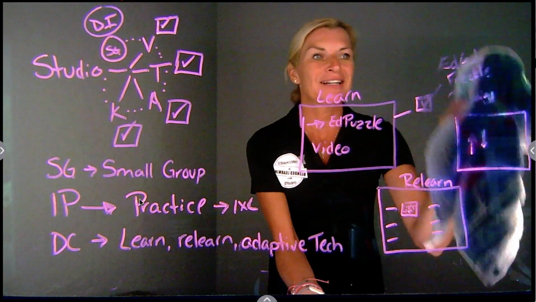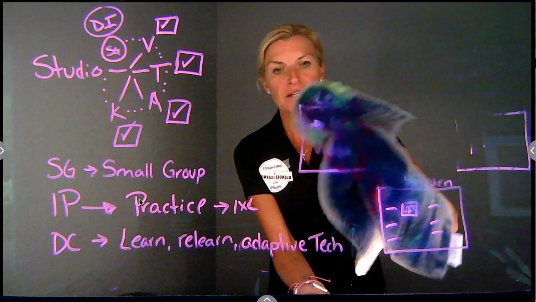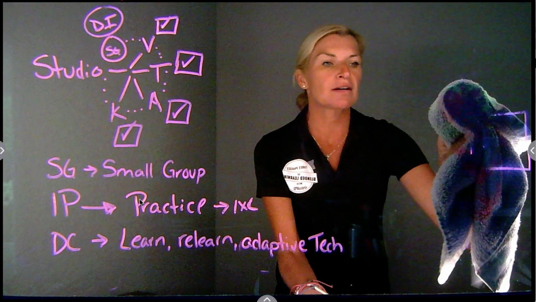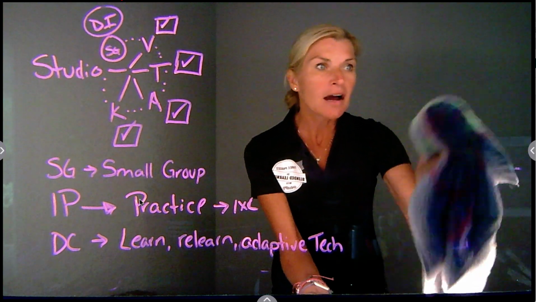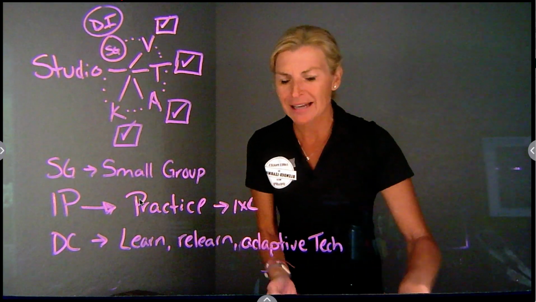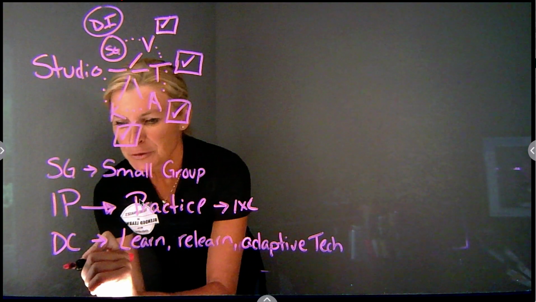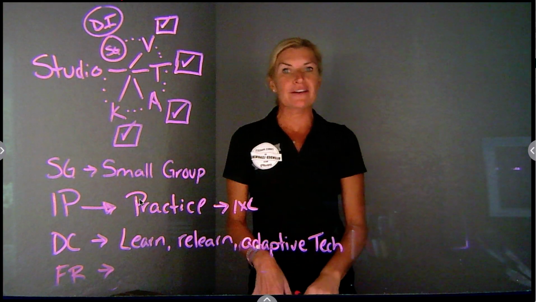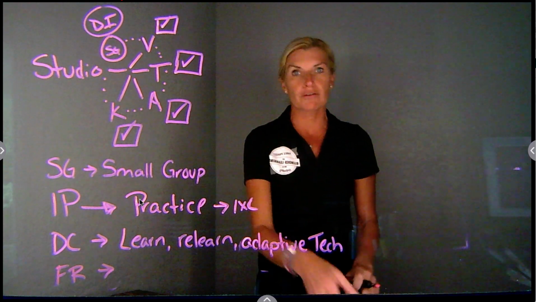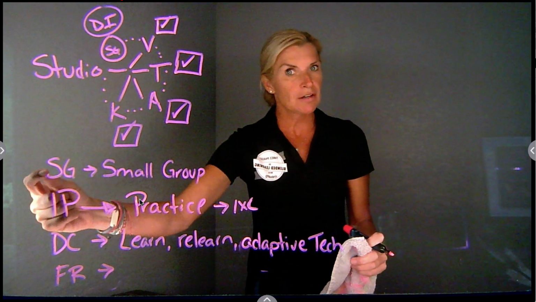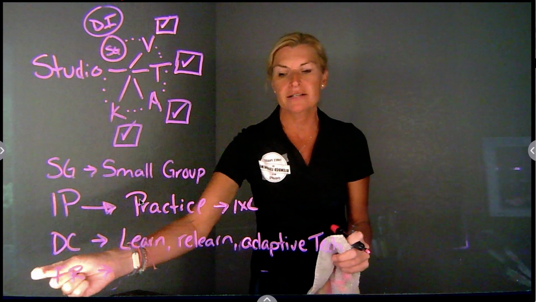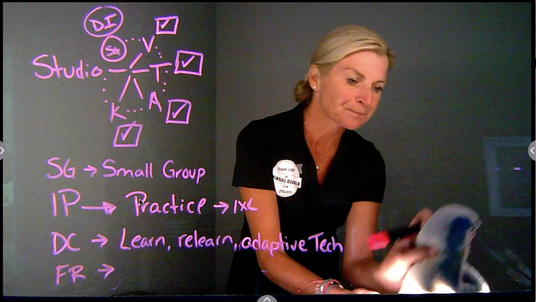All right, let's go to our next one. The next studio that we are going to be talking about is Future Ready. I get questions all the time. Marsha, what do you mean? What's Future Ready? I'll help you out. So this is what we call FR. And as you will see in all of the different information, I always put FR for Future Ready. SG for small group, IP for independent practice, DC for digital content, FR for Future Ready.